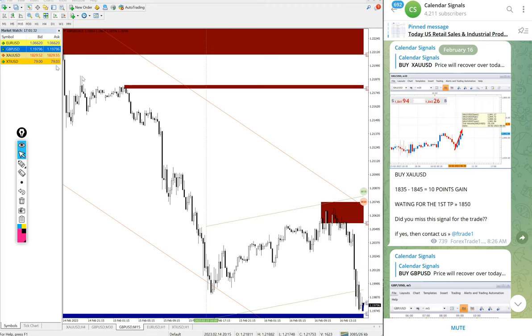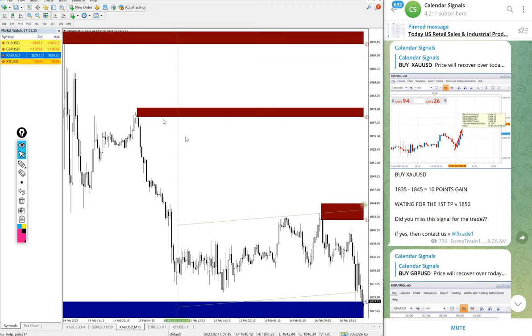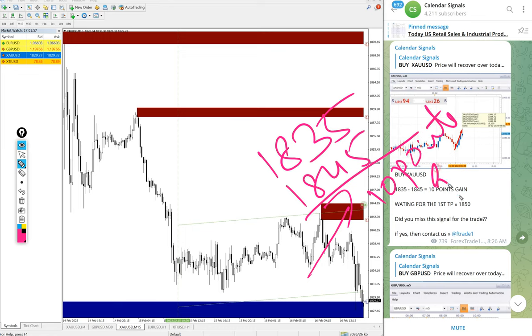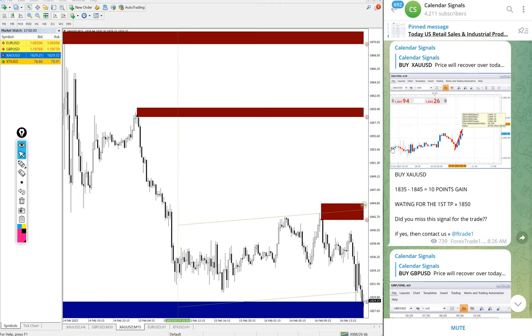Then gold, here is the gold chart. Again, same as GBPUSD, it performed in our given predicted direction, then after that it fell down. So entry at 1835 and high traded 1845, 10 points gain on gold before it retraced down.